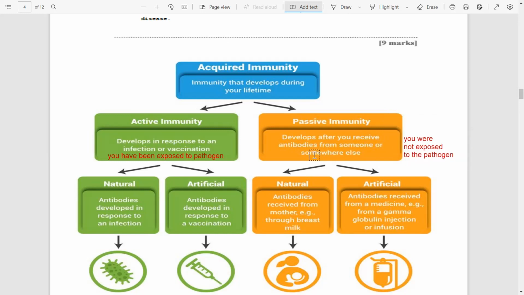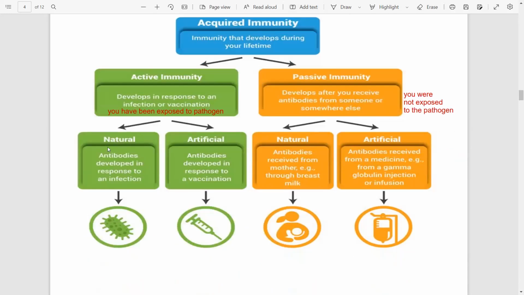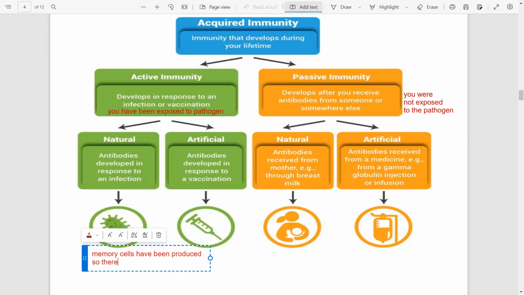All right, so then now, in active immunity, it could be natural, where the antibodies develop naturally in response to an infection, or artificial, where you developed antibodies because you were vaccinated. But the good thing about this is that you have memory cells. So memory cells are produced. So there is long-term protection.